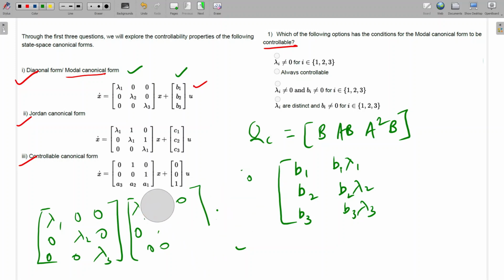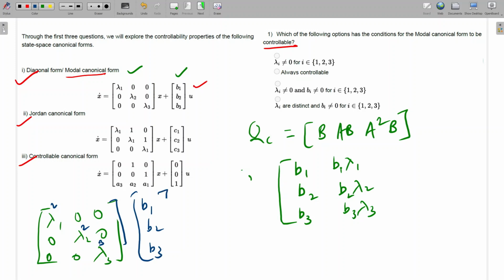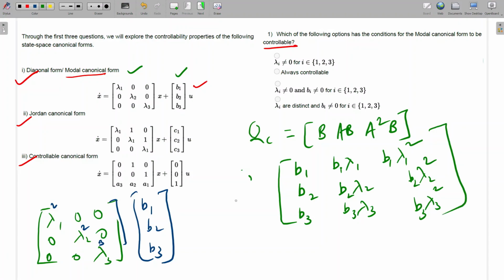I'm going to write. So this matrix is lambda 1 squared, lambda 2 squared, and lambda 3 squared, into B. So this one is A squared B, where B is B1, B2, and B3. Correct? So that will be B1 into lambda 1 squared, B2 into lambda 2 squared, and B3 into lambda 3 squared. So this is our controllability matrix. Is it clear up to now?